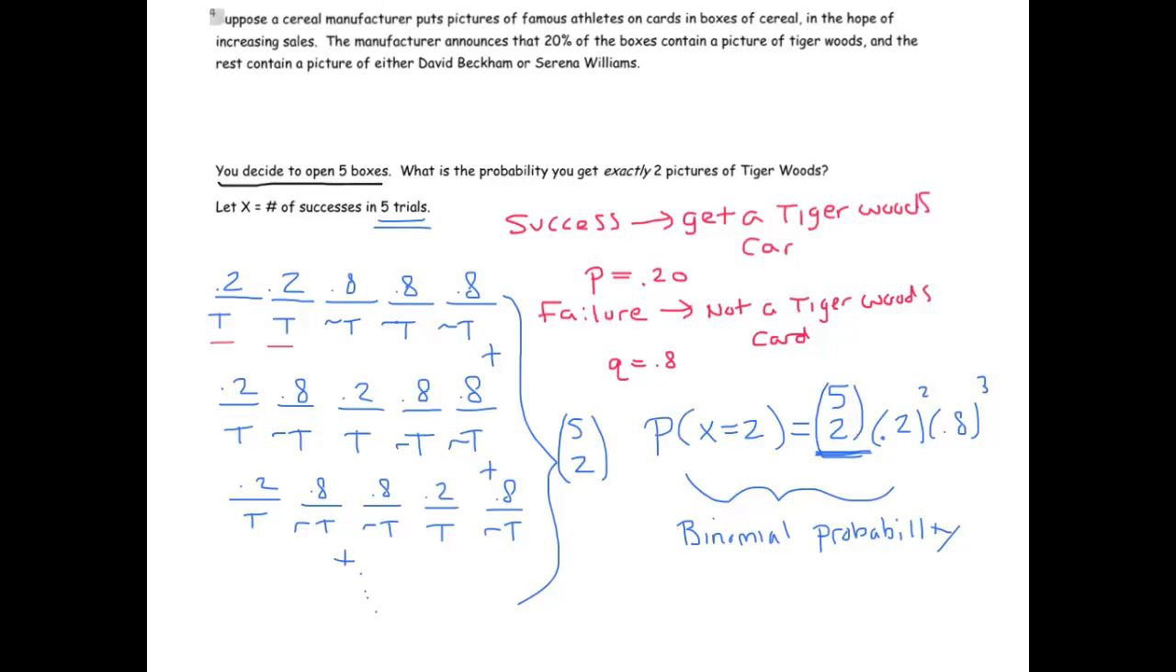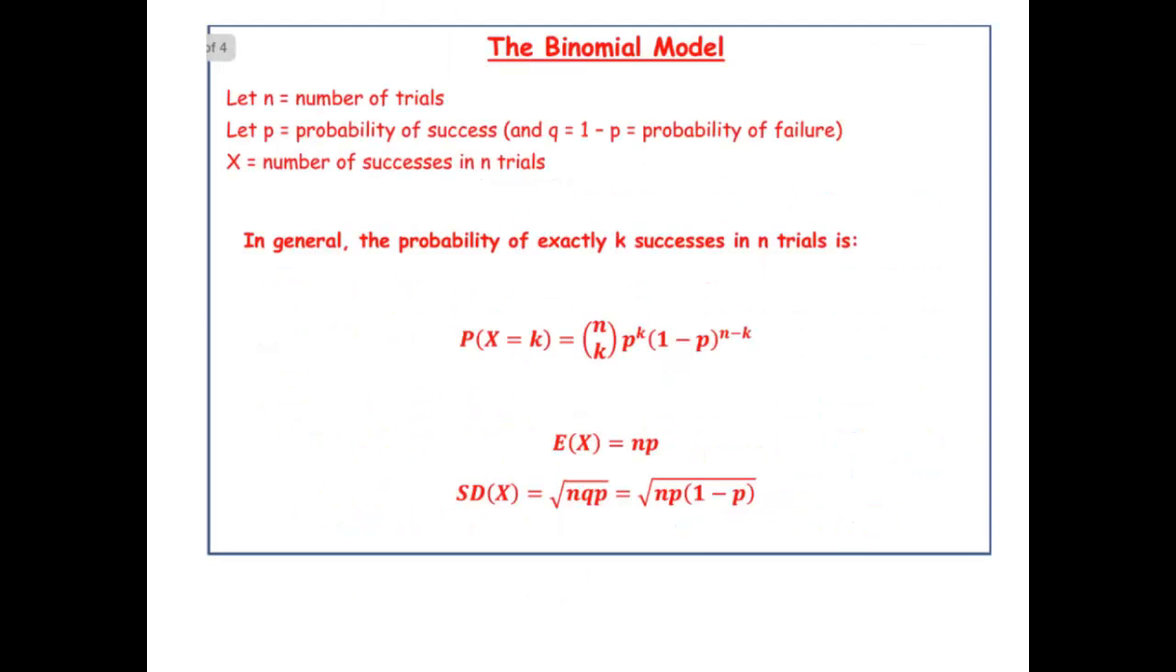So to summarize, on the next page, the binomial model, we have certain parameters. N is the number of trials, so in our case N was 5. P is the probability of success and Q failure, so in our case P was 0.2 and our Q was again 1 minus P, or 0.8. And X was the number of successes in N trials. For us, X equaled 2.